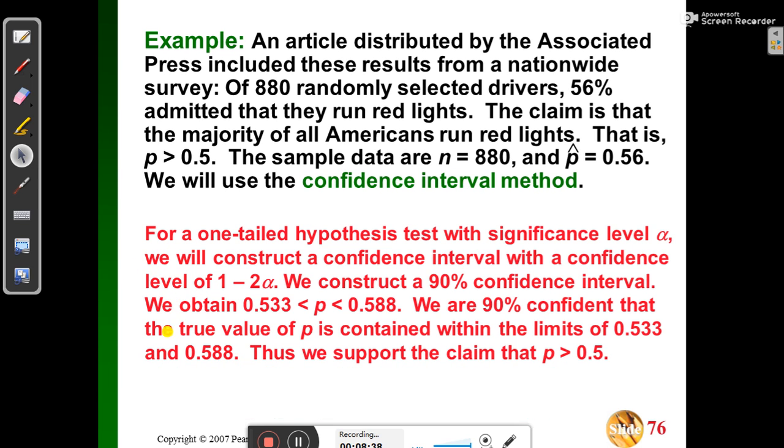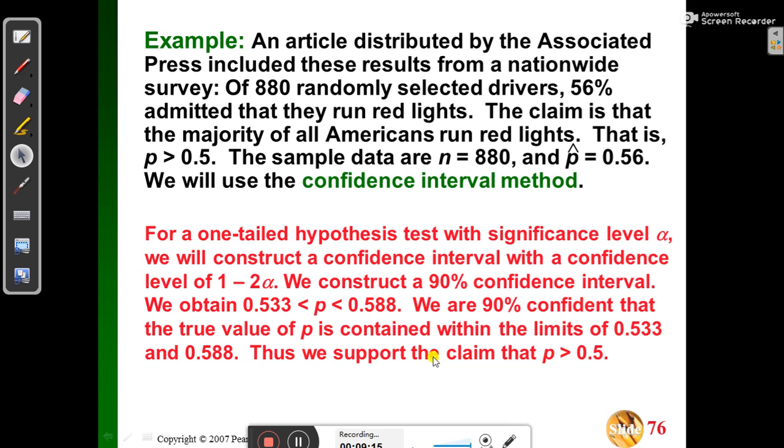For a one-tailed hypothesis test with significance level alpha, we will construct a confidence interval with a confidence level of 1 minus twice alpha. We construct a 90% confidence interval. So we obtain our p value. Our p value should be in between 0.533 less than p less than 0.588. We are 90% confident that the true value of p is contained within the limits of 0.533 and 0.588. Thus we support the claim that p is greater than 0.5.